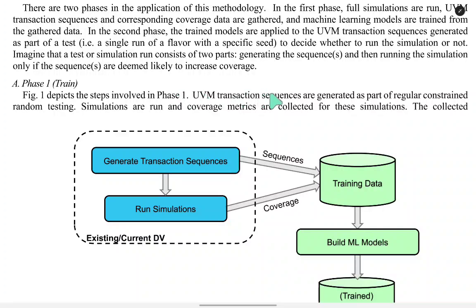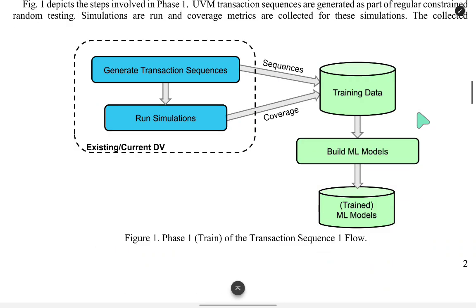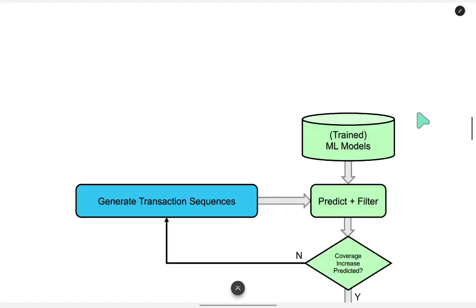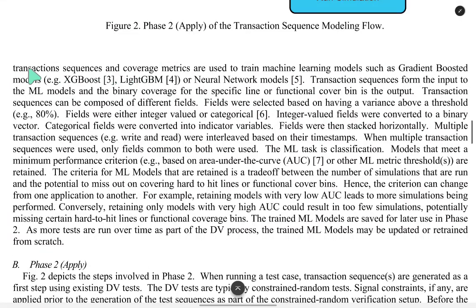Phase 1, train. Figure 1 depicts the steps involved in phase 1. UVM transaction sequences are generated as part of regular constrained random testing. Simulations are run and coverage metrics are collected for this simulation. The collected transaction sequences and coverage metrics are used to train machine learning models such as gradient boosted models, for example XGBoost and LightGBM, and neural network models.